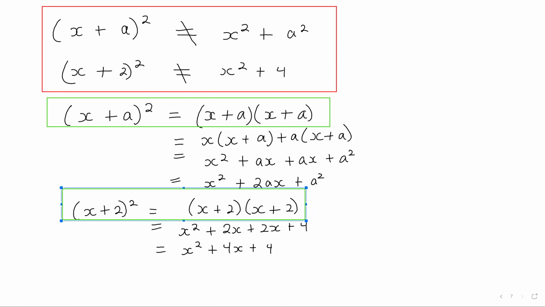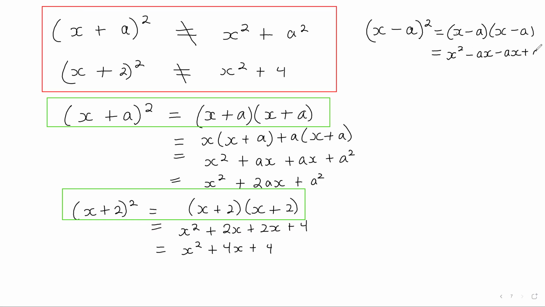And the same applies if it was minus, by the way. So if you had, for instance, x minus a all to be squared, this is the same as x minus a times x minus a. And expanding the brackets, you'll end up with x squared minus ax minus ax plus a squared. So that gives me x squared minus 2ax plus a squared, since minus 1 and minus 1 is minus 2.